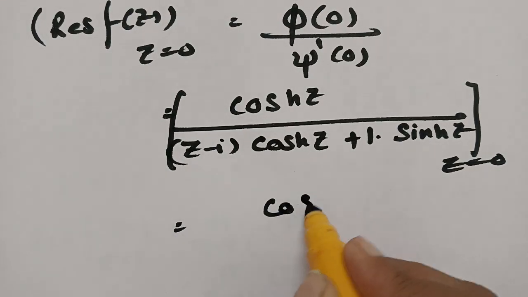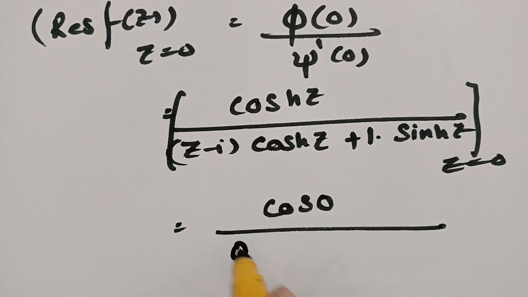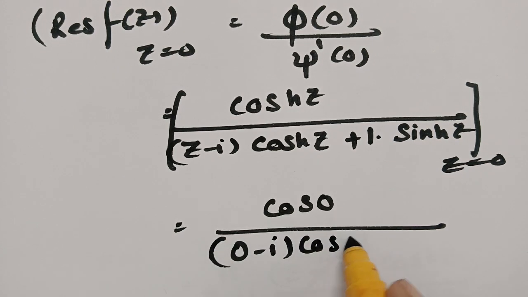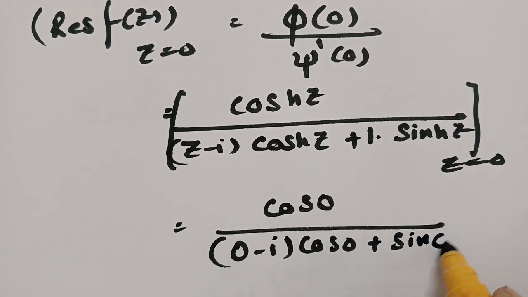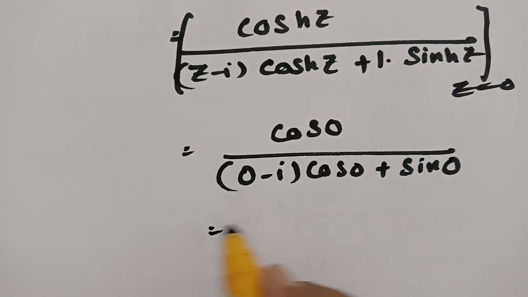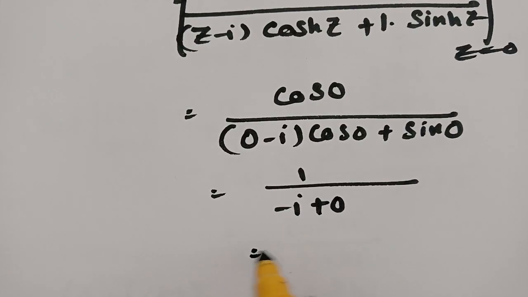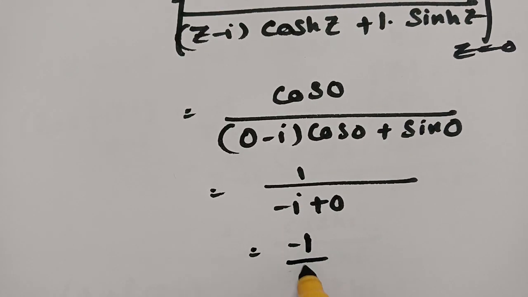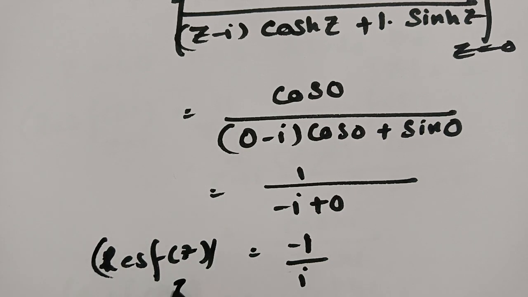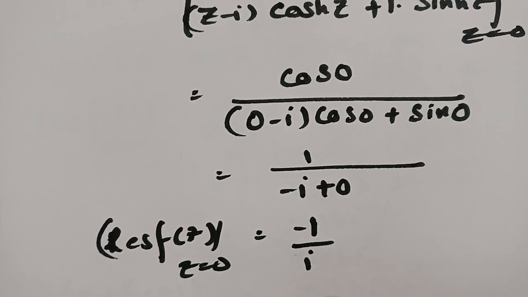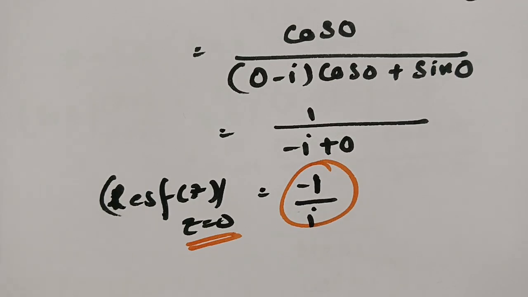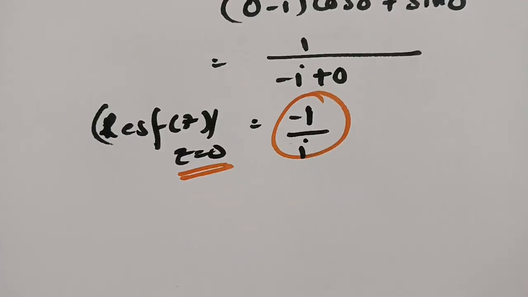So this will be cos 0 by this is 0 minus i into again cos 0 plus this value is sine 0. Cos 0 value is 1. So this is 1 by minus 1 and this value is plus 1. So this is minus 1 by i. It is the residue value of f of z at the point z is equal to 0. So our residue value is nothing but minus 1 by i for z is equal to 0. So according to our residue theorem, now we have to use the residue theorem.